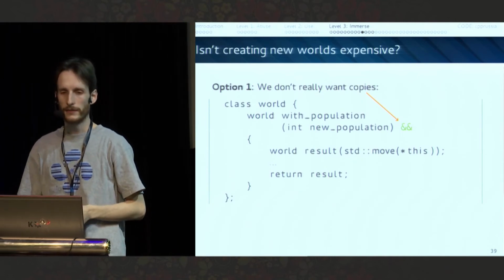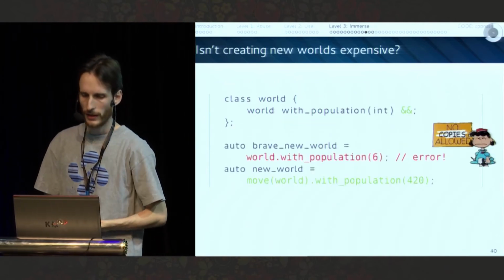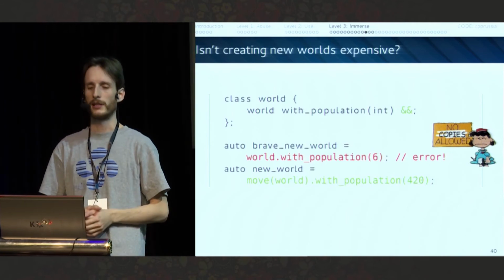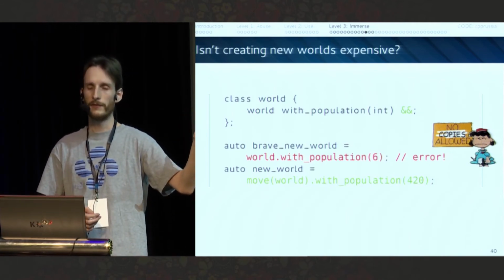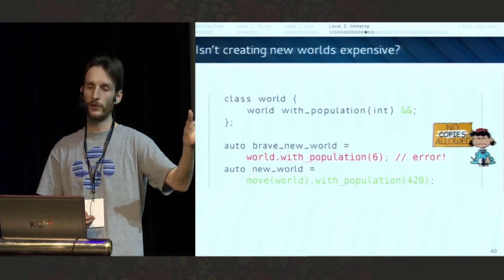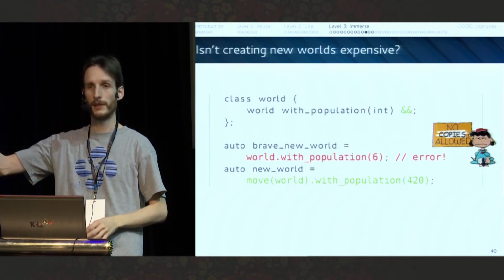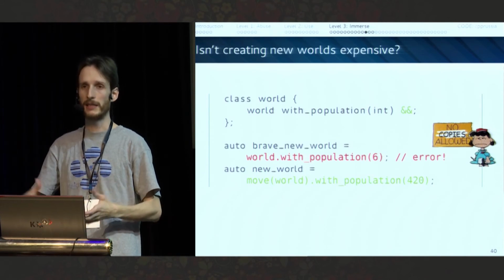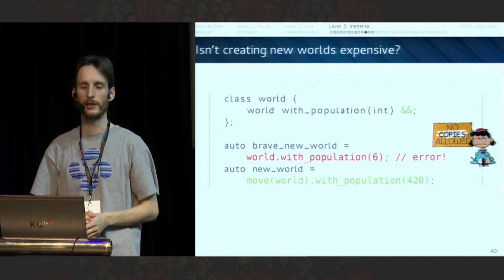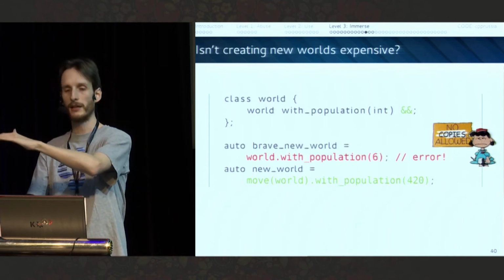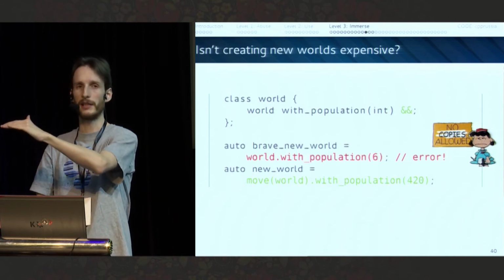So if we wanted to use something like this on something that's an L-value, we would need to explicitly state std::move of previous world dot withPopulation, which explicitly tells the compiler and all the other members of your project, okay, after this line, the old world will never be used again.